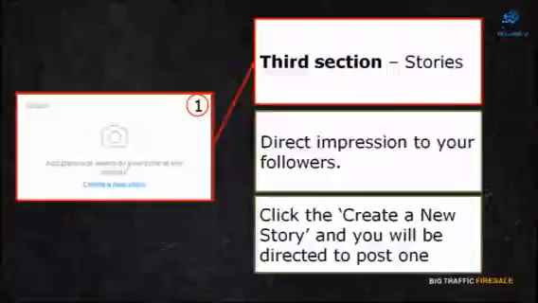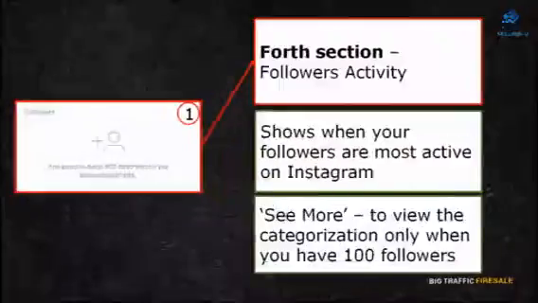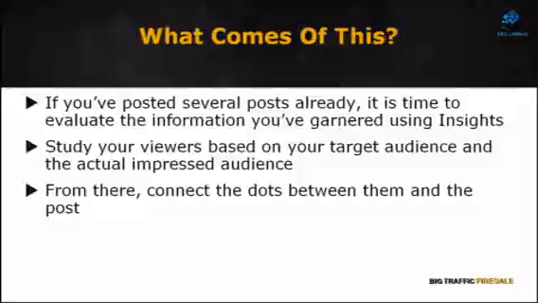The third section is the Stories section. Creating stories allows you to have a direct impression to your followers. Click the Create New Story and you'll be directed to post one. The last section is the Followers activity. This bar chart shows you when your followers are most active on Instagram. You can even tap See More icon to view the categorization. You have information on your followers' gender, age, and even location. Plus, you have a bar chart of probability on when your users are most likely to log in hourly and, of course, daily. So, what comes after all this information?